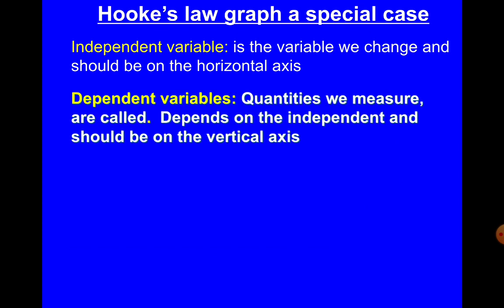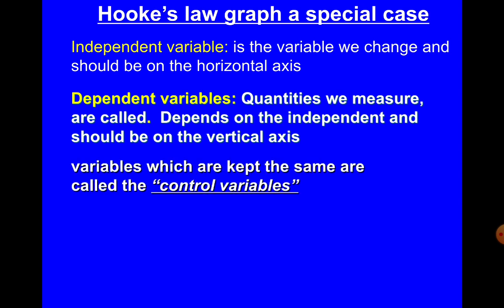Okay, let's look at Hooke's law as a special case. Remember, the independent variable is the variable we change, so that is the load. The dependent variable is the quantity that we are measuring, and it depends on the independent. It depends a little bit on how you are looking at the experiment, whether you put the independent on the vertical or on the horizontal.